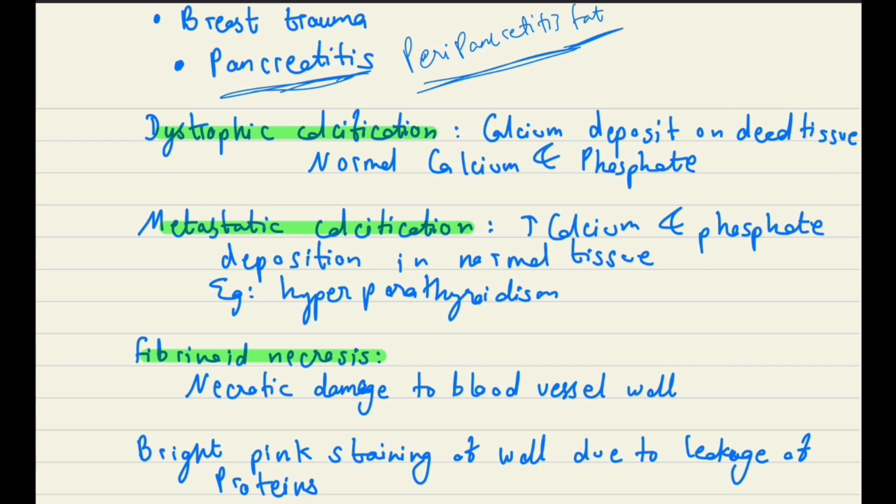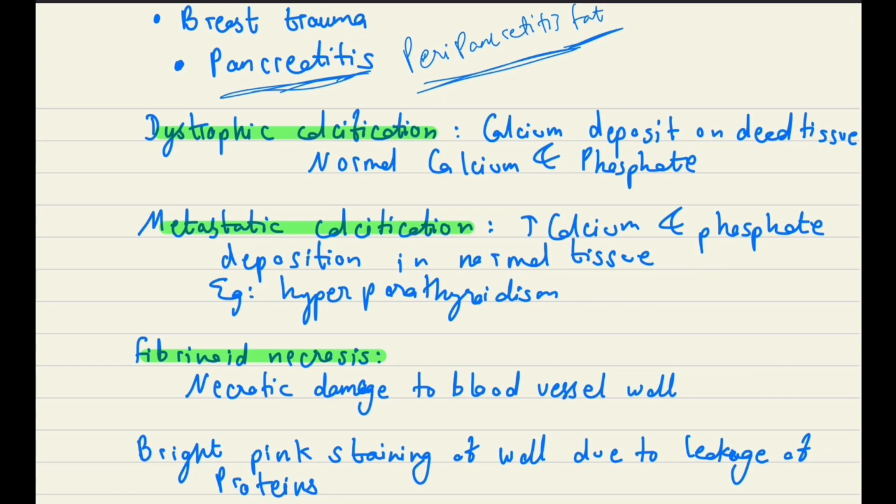Now let's talk about what is dystrophic calcification. In dystrophic calcification, the necrotic tissue acts as a nidus for calcification in the setting of normal serum calcium and phosphate. In it, calcium deposits on dead tissue. But it's not like metastatic calcification. In metastatic calcification, there is an increase in calcium and phosphate, and the deposition of calcium occurs in normal tissue.